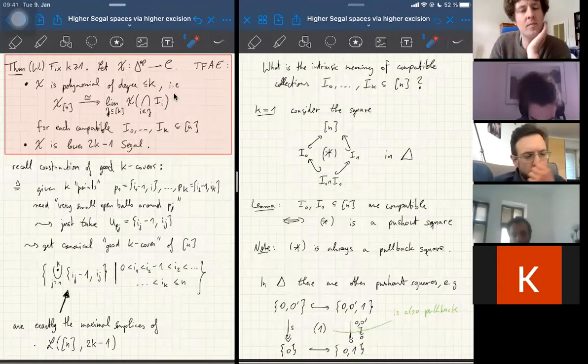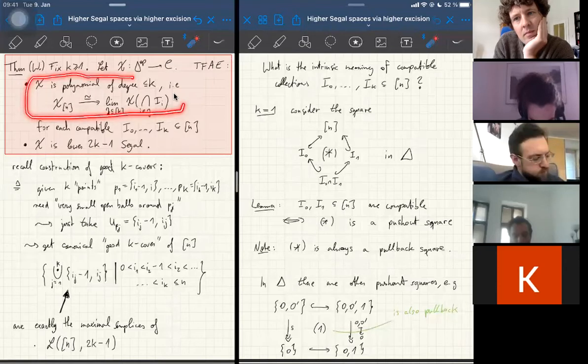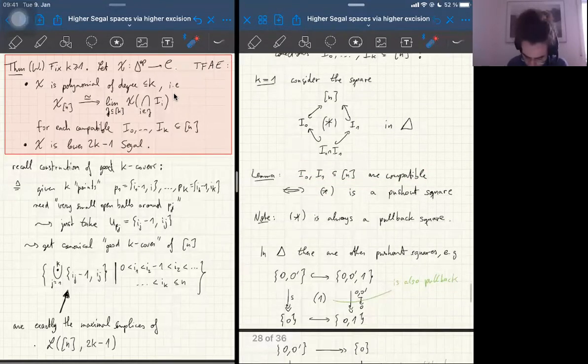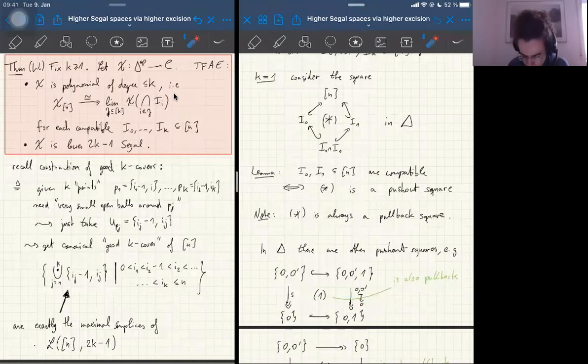So I now promised an intrinsic characterization of what these limits are which appear here, and in fact they just come from pushout and pullback squares in delta. It's a relatively easy lemma to see that if you have such a square, so you have an object in delta together with two subsets and their intersection, then this square is a pushout square if and only if these subsets are compatible in the sense I said before, so if they correspond to a cover. And note that this is always a pullback square, kind of by definition, because I took this intersection, and in the simplex category, this is always going to be a pullback.